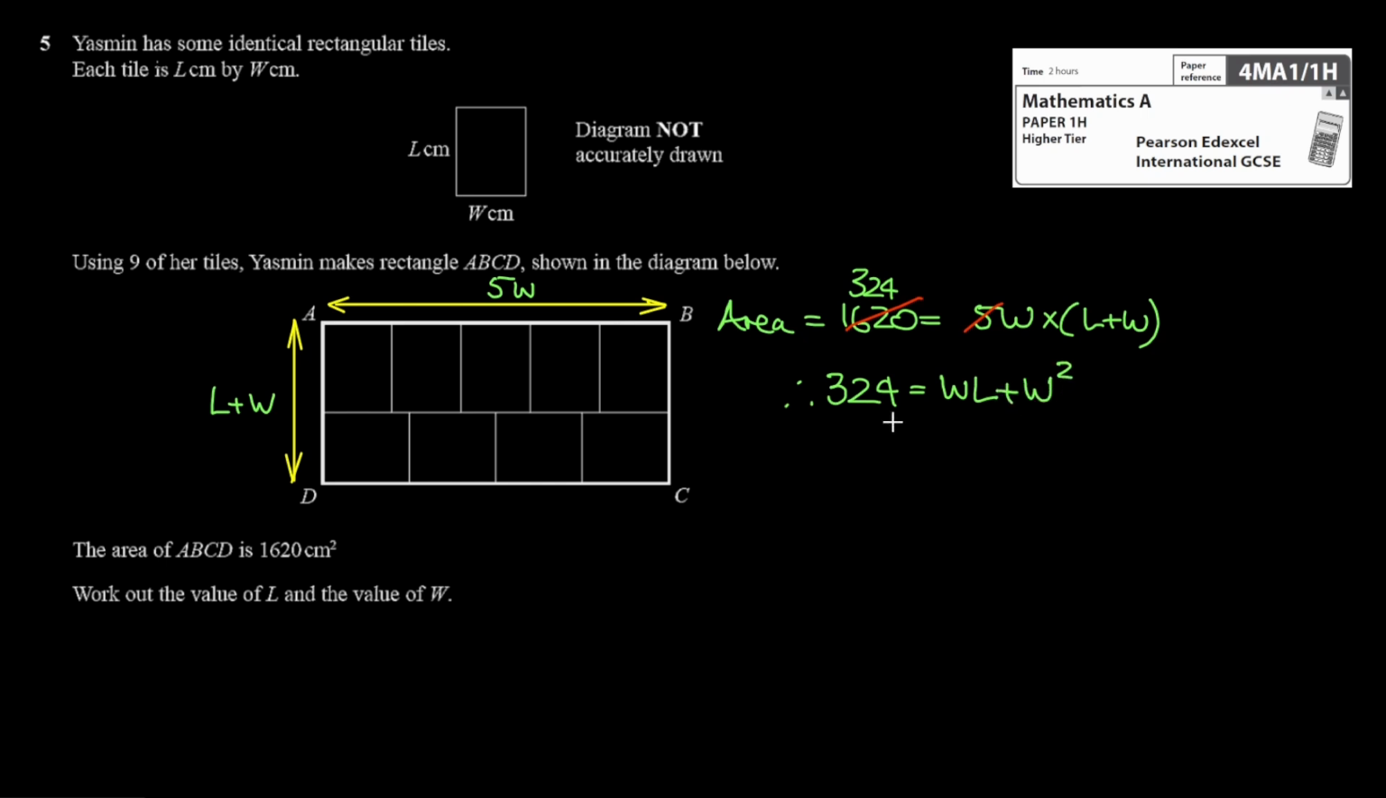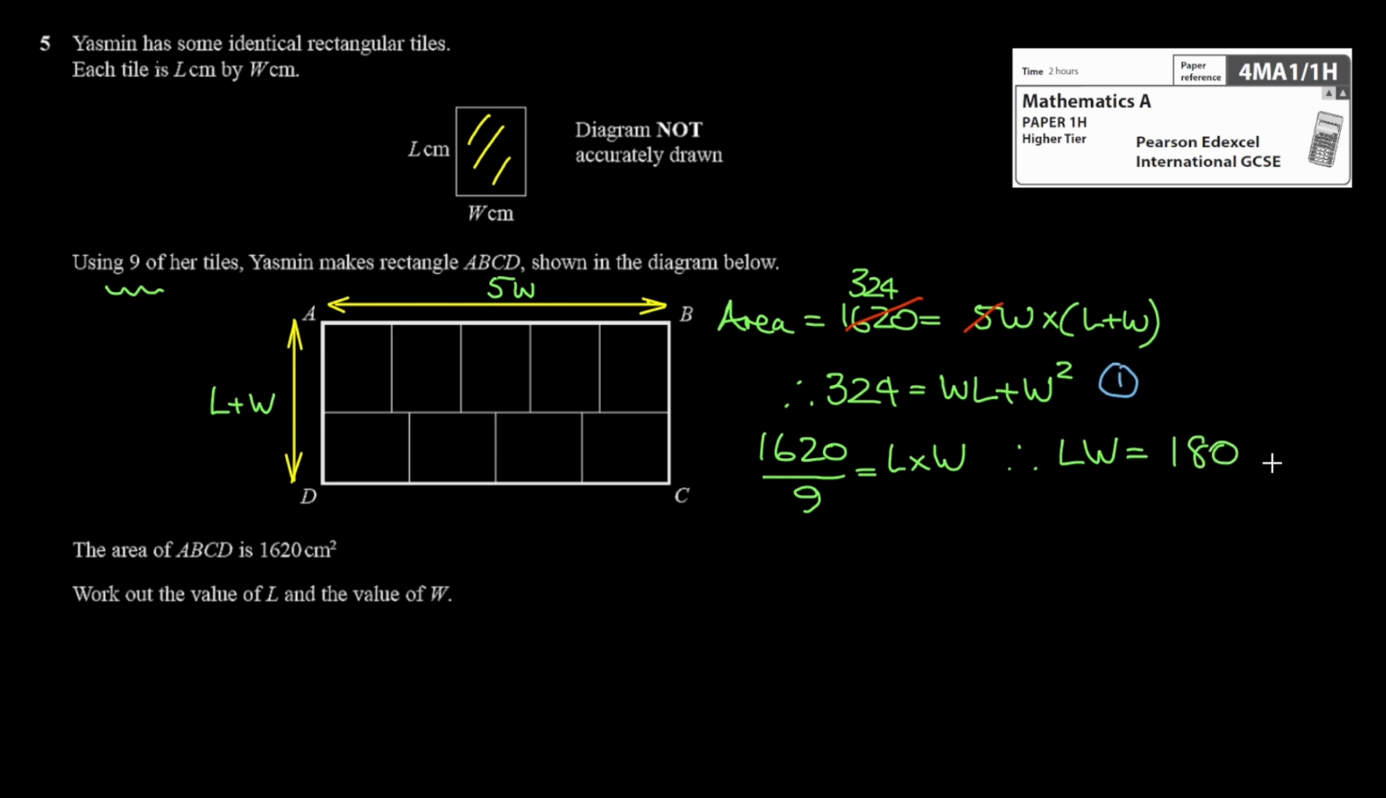For a moment, this looks impossible because we've got two unknowns and only one equation. But there is another equation. The fact we've not used yet is that she's used 9 tiles. So a ninth of this area, 1620, will be 1 tile. So I can say that 1620 divided by 9 must equal L times W. And this works out to be that LW equals 180.